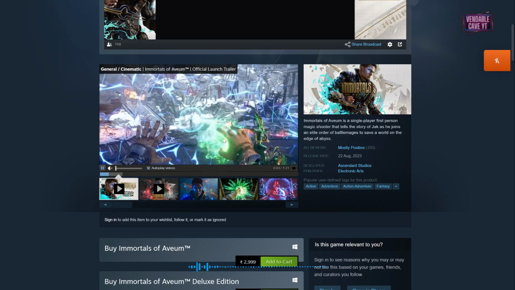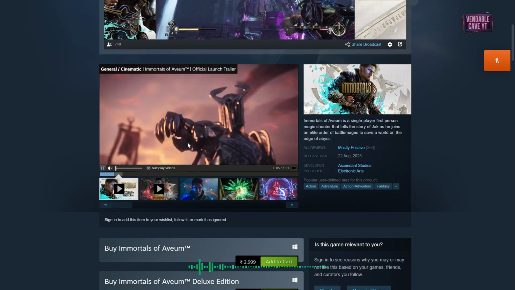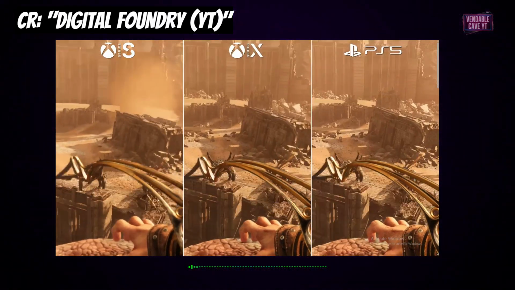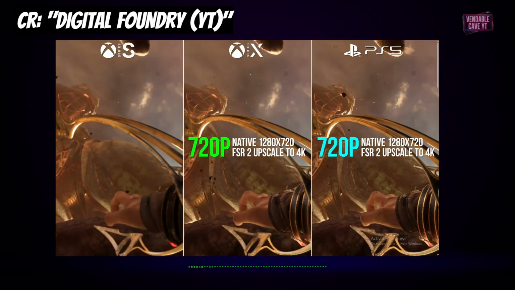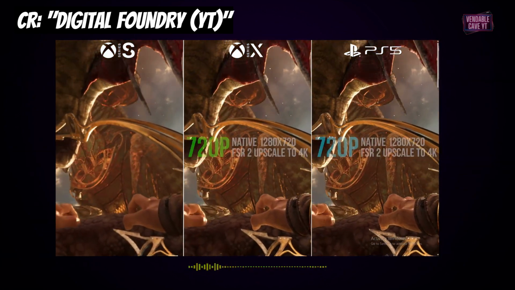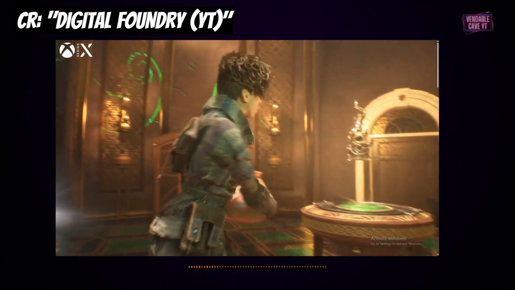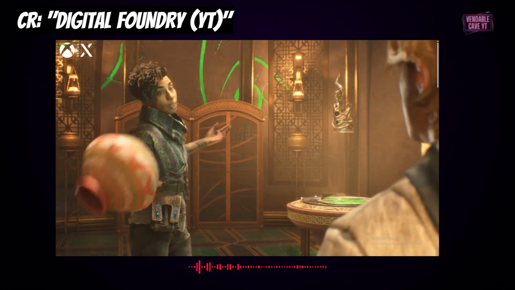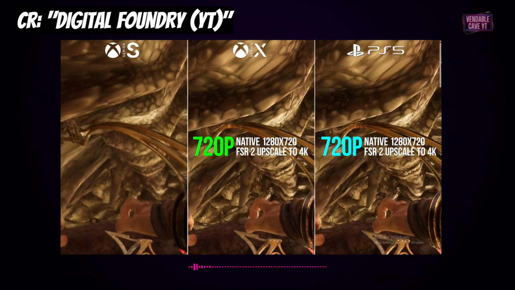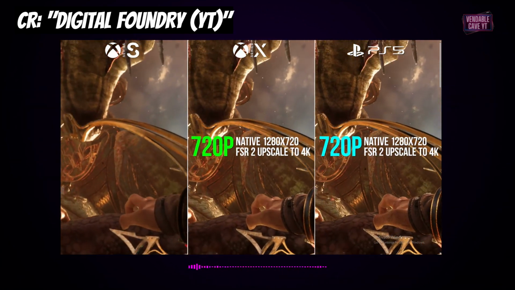Recently, EA released Immortals of Aveum, and I knew that the game would have performance issues. What's the point of Unreal Engine 5? What's the point of Lumen and Nanite? And what's the point of real-life and realistic game graphics and visuals, when the game is running at 720p on the new-gen consoles? Yes, it upscales up to 4K, but from 720p resolution.